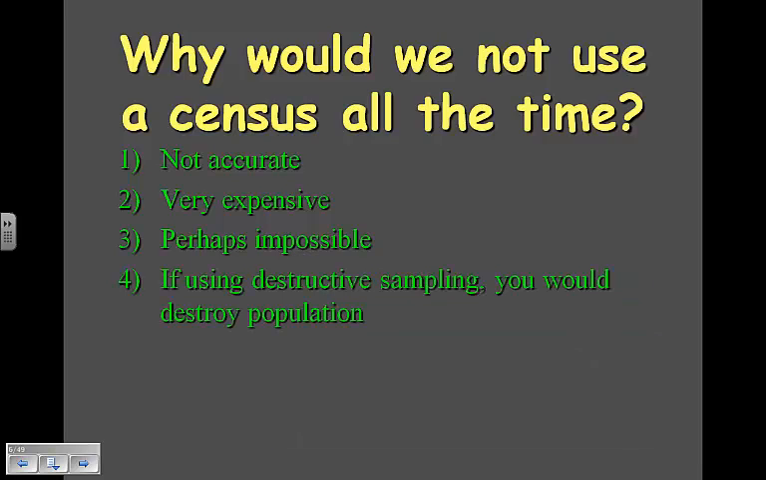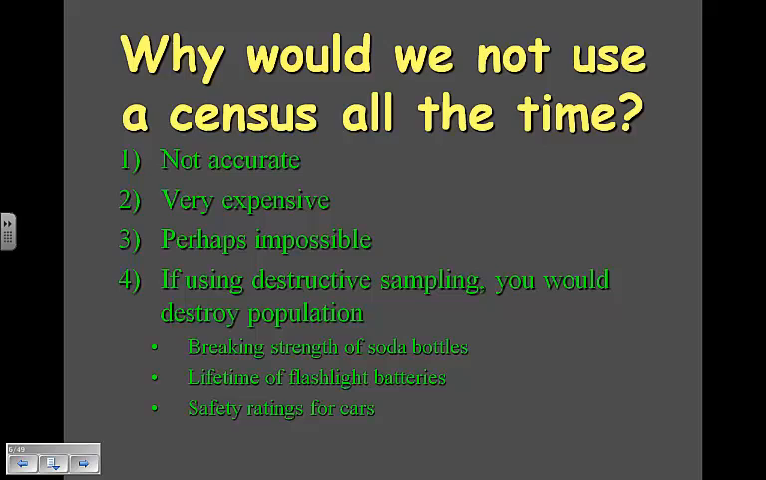If you were using destructive sampling, you would destroy the population. So, for example, if we wanted to measure the breaking strength of soda bottles, we couldn't do a census, because that would mean we would break every single soda bottle in existence, and we can't do that. Lifetime of flashlight batteries. If we want to know what's the average lifetime of a flashlight battery, what are we going to do? Drain every single flashlight battery made? We can't do that, so a census in that case is not going to work. Safety ratings for cars. In order to determine that, if you were using a census, we would have to destroy every single car. Alright, so that's not going to happen. It doesn't make sense.